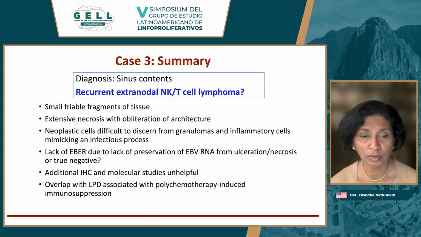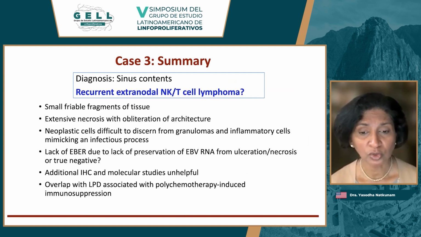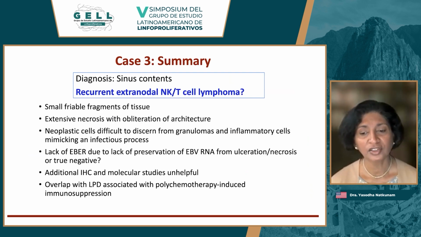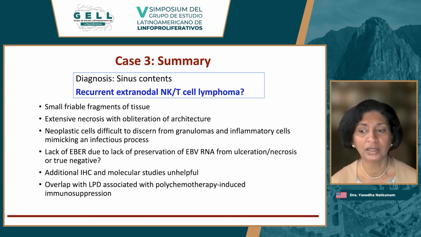There were granulomas, an infectious process was suspected, and it could still be, even though we couldn't detect other infectious organisms. The EBV may be lacking due to necrosis and ulceration. So this is why an additional biopsy, if there was intact and viable tissue, could be helpful, because we would repeat the EBER to see whether there were any positive cells. Additional immunohistochemistry and molecular studies were unhelpful in this case.